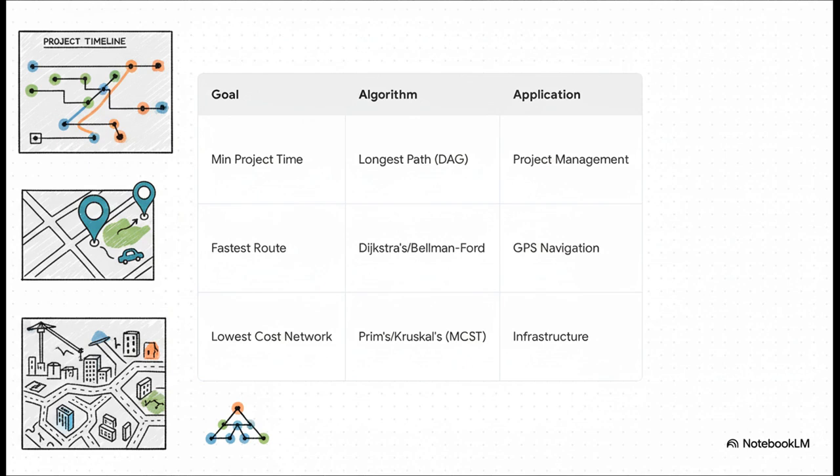If you need the fastest way to get from A to B, that's Dijkstra's or Bellman-Ford. And if you need to build a network and connect everything for the lowest possible cost, you're building a minimum cost spanning tree with Prim's or Kruskal's. It's all about knowing which question you're really trying to answer.